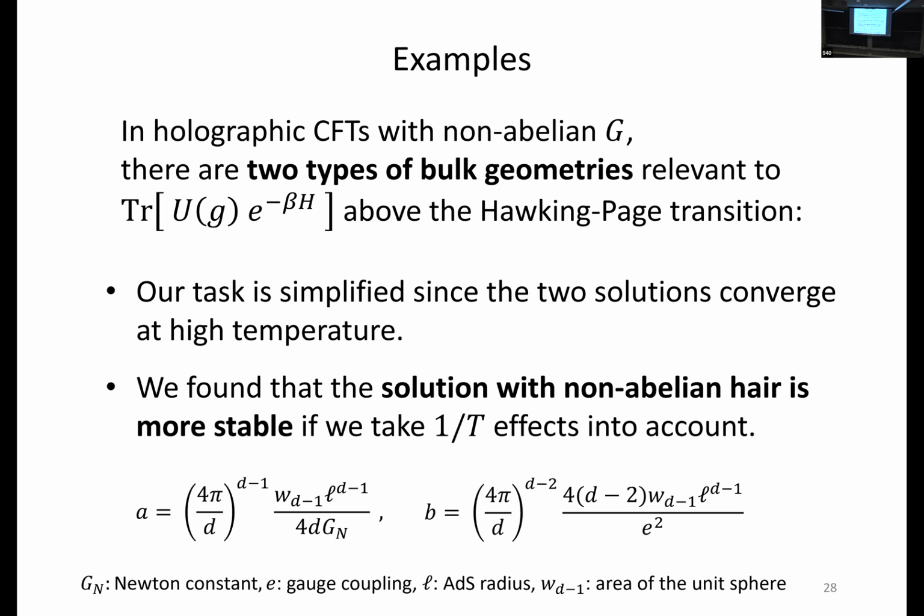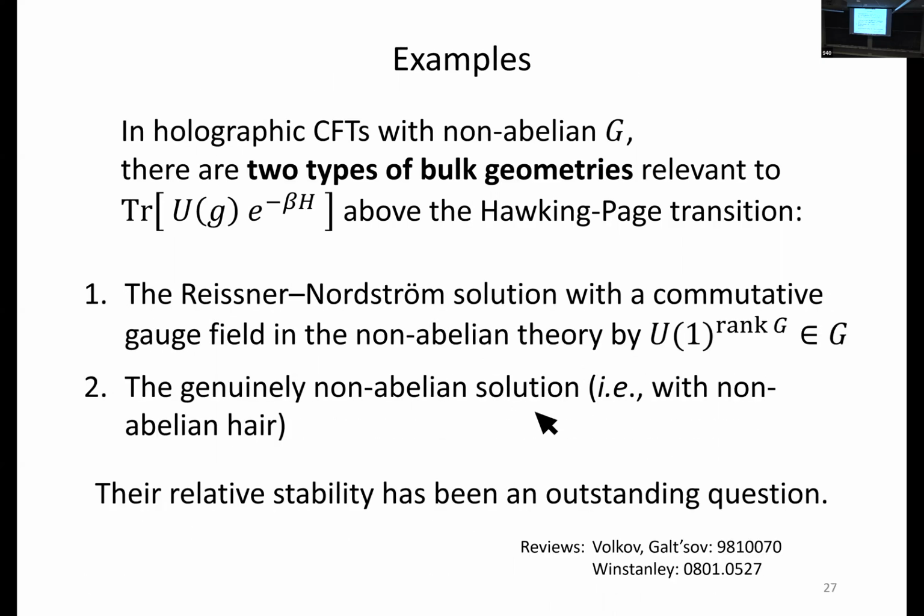But in general relativity, people discovered, and in fact this was reviewed in this paper, that there are two possible candidates. One is a Reissner-Nordström solution with commutative gauge field in the non-abelian theory with U(1) to the rank of G. And there are however also genuinely non-abelian solutions. Which one is more dominant at high temperature has been a long-standing question. And one of the contributions of my paper with Monica and Jaiha is to resolve this issue.